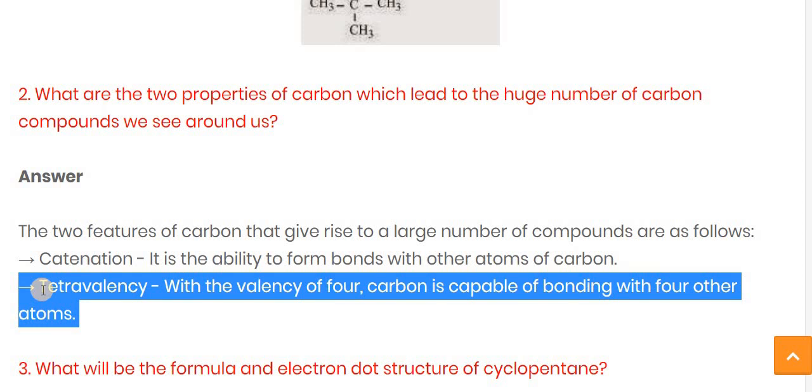Tetravalency means carbon has a valency of 4, and due to this it possesses 4 valence electrons. Carbon is capable of bonding with 4 other atoms, either carbon or other atoms. So carbon possesses both of these unique properties. Due to that, carbon is able to make the huge number of carbon compounds that we can see surrounding us.